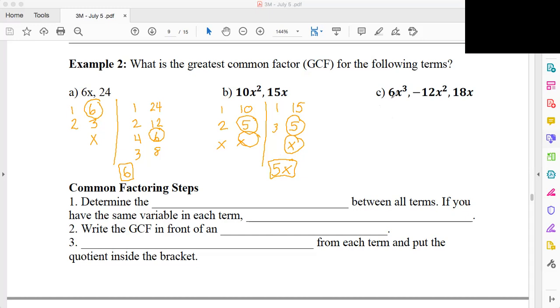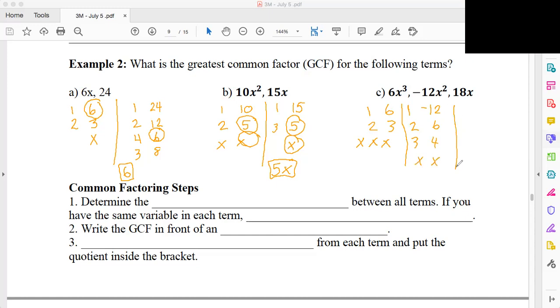So our first term, we're going to look at 6x cubed. So we're going to have 1 and 6, 2 and 3, and then 3 x's. Here we're going to have 12, so that's a negative 12. So we're going to have 1 and negative 12, we can have negative 1 and 12. It doesn't really matter the negative at this moment, unless all three of them also have a negative. We have 2 and 6, and we have 3 and 4, and we have 2 x's.